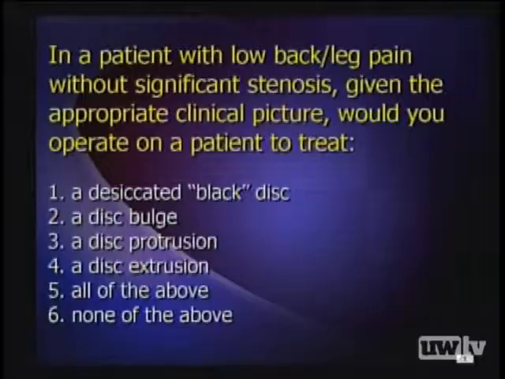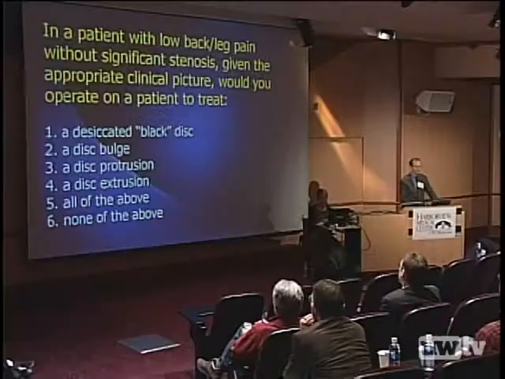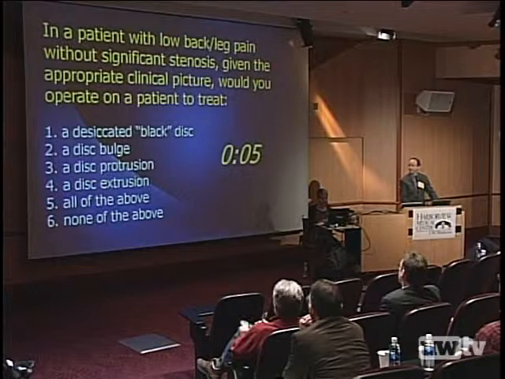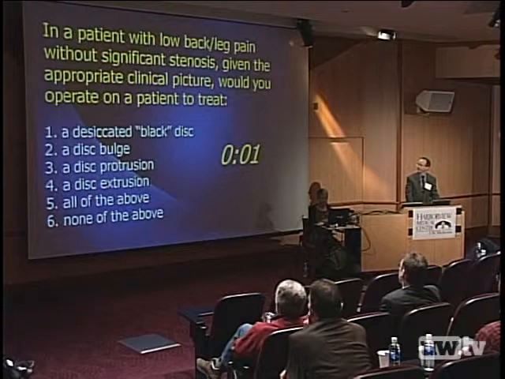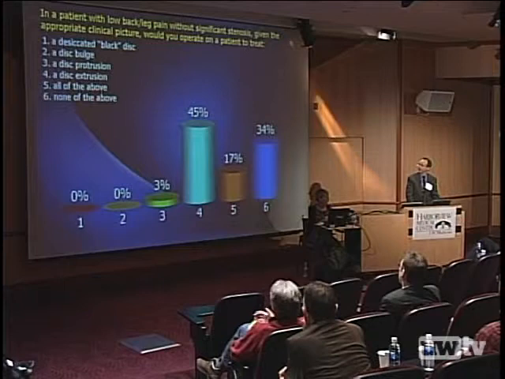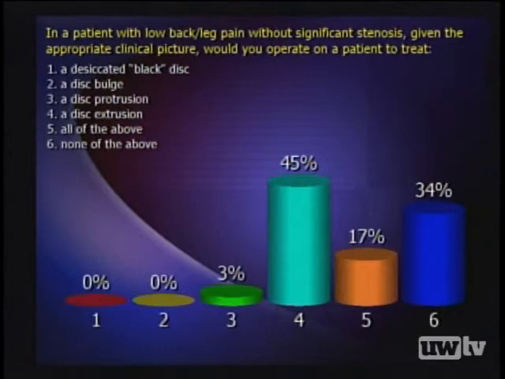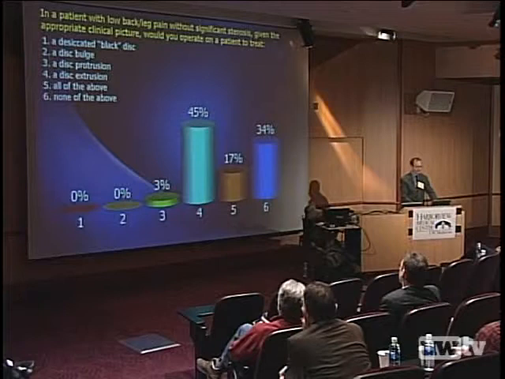We'll go to this third audience question: a patient with low back and leg pain without significant stenosis. Given the appropriate clinical picture, would you operate on a patient to treat a black disc, bulging disc, disc protrusion, disc extrusion, all of the above, none of the above? There's no right answer to this question; this is just to see what the distribution is. Interesting, disc extrusion had the most votes, and then none of the above, even though they have the appropriate clinical picture.